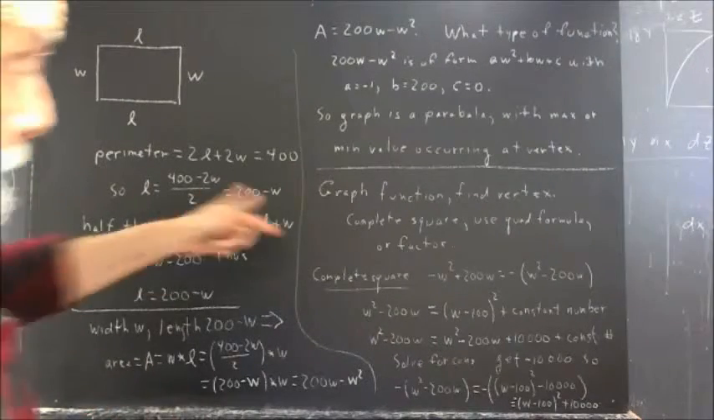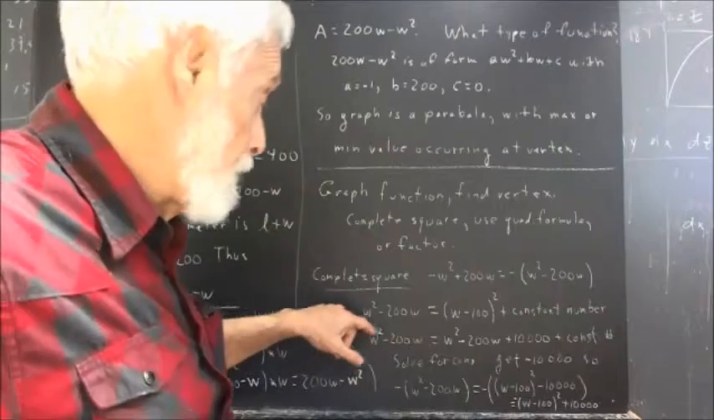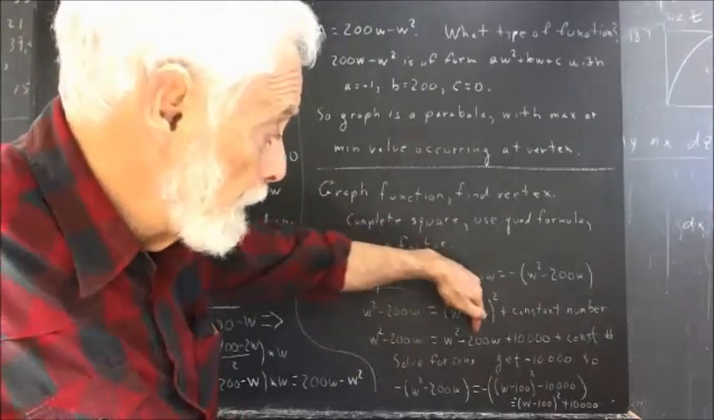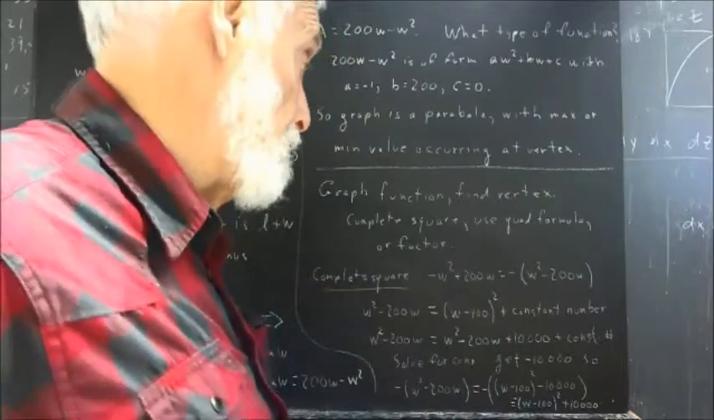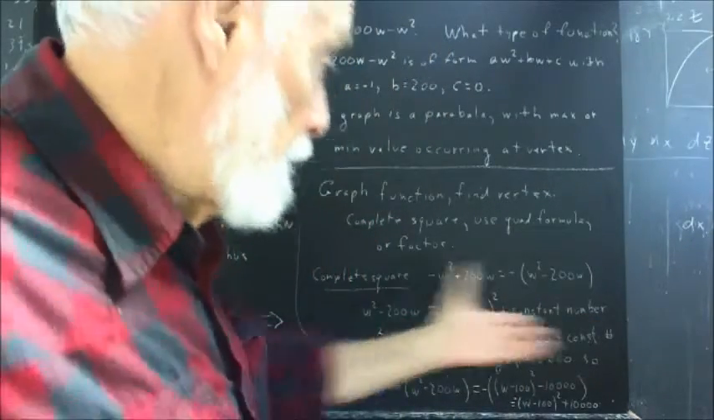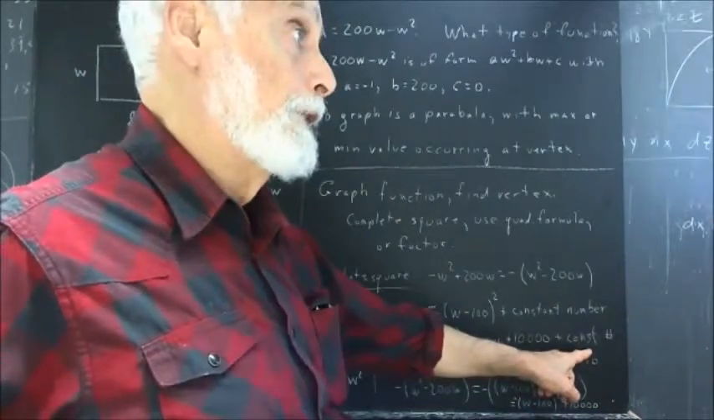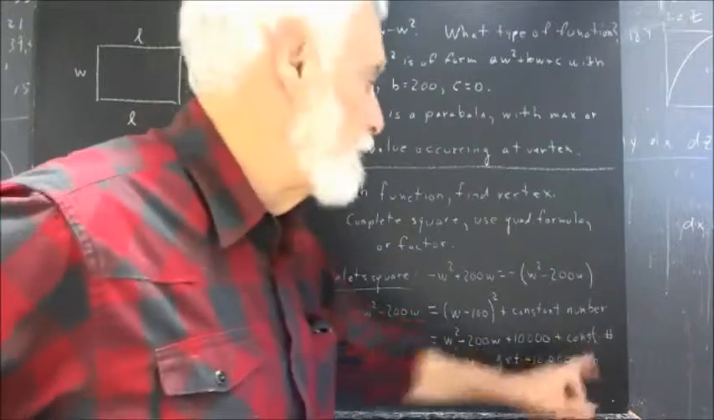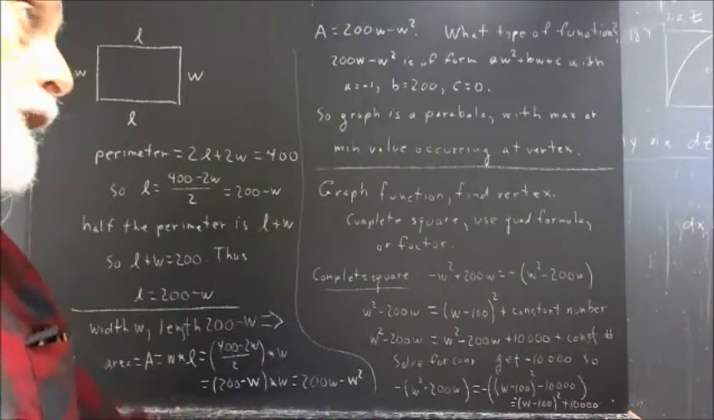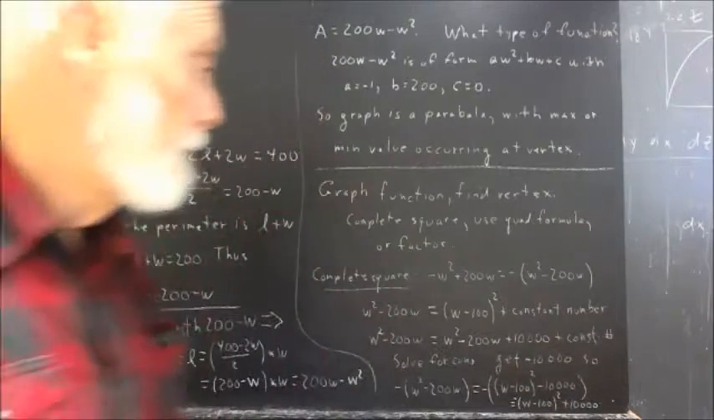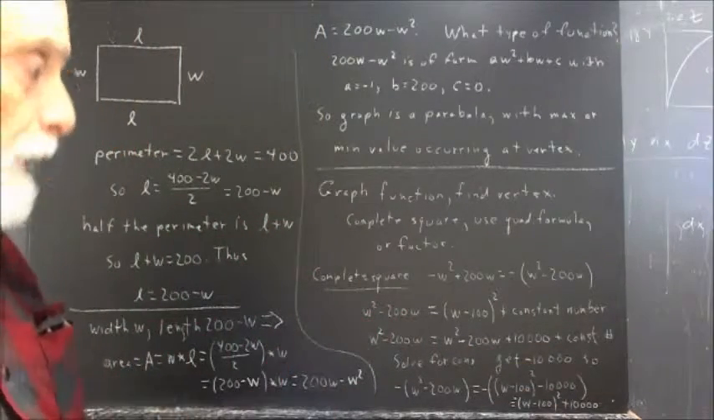Okay, well, we say then that w squared minus 200w equals the square of this, w squared minus 200w plus 10,000 plus that constant number. Now we have enough information where we can determine this constant number. Just solve this equation for the constant number. And you should pause and do that if you don't already see how it's done, without reading further. Okay, well, how do you do that?